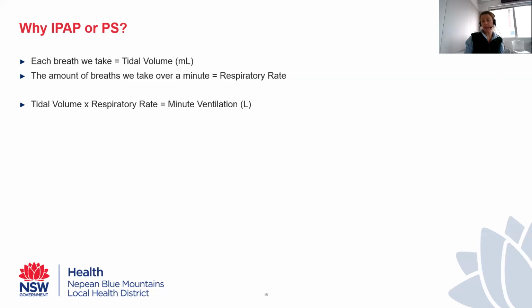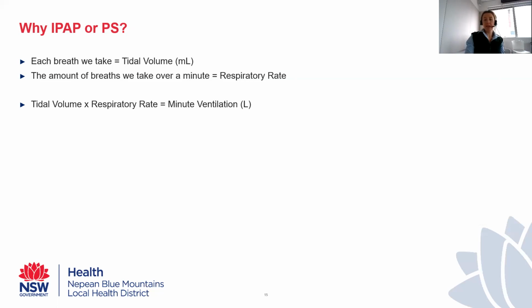So I'm going to give you a really simple example. If I'm sitting here and I'm taking 500 mils each breath, and I'm breathing 10 breaths a minute, and I know that that's not realistic, but for the sake of easy maths, I've got 500 times 10, which is 5,000. So that is going to give me a minute ventilation of 5,000 mils or 5 litres.